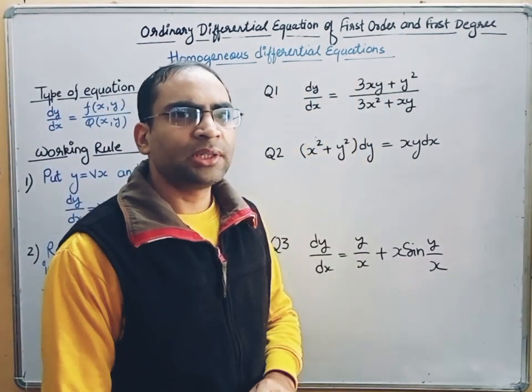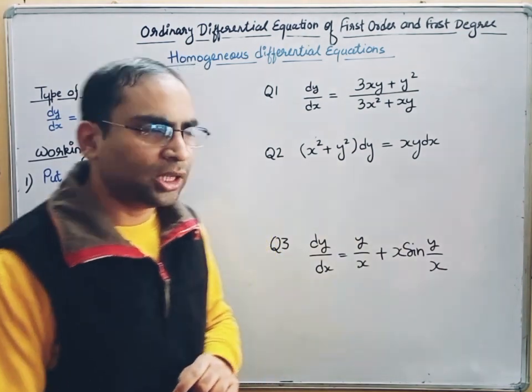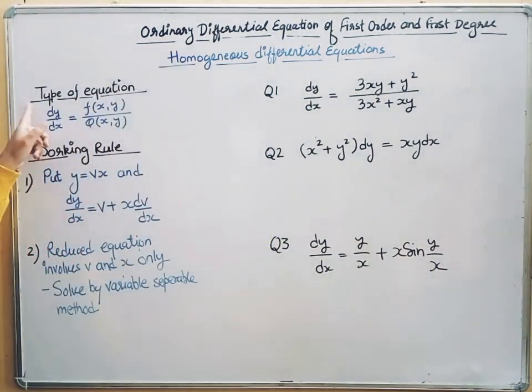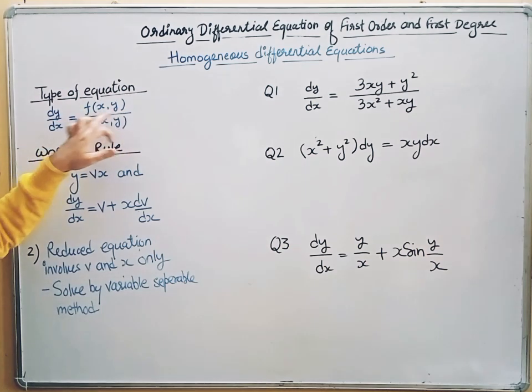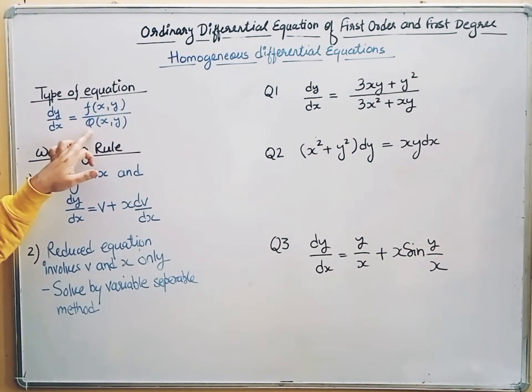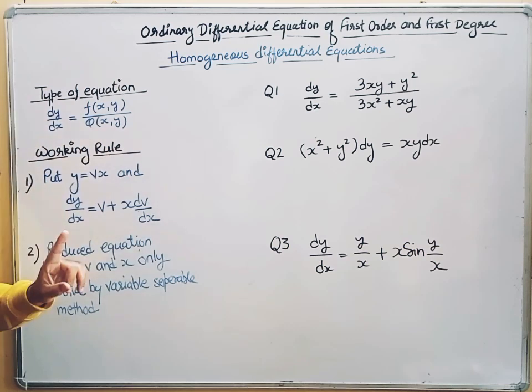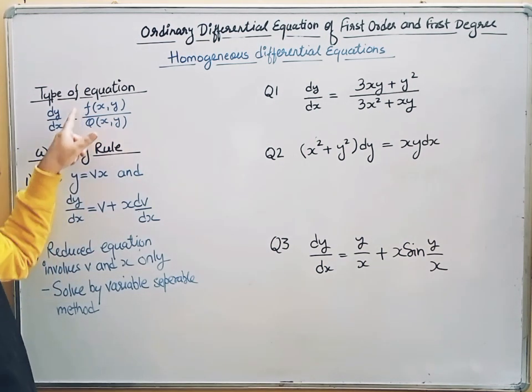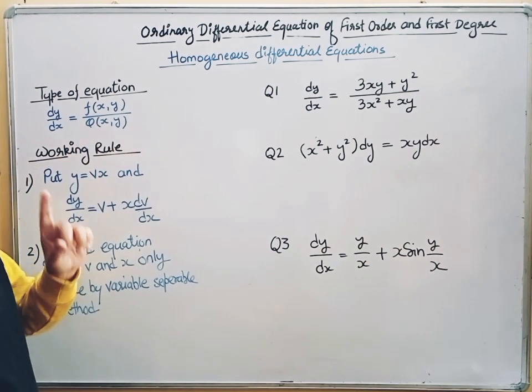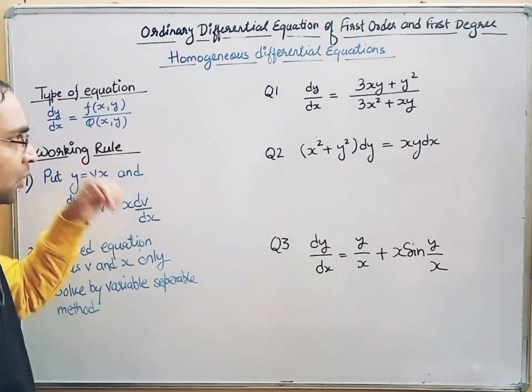First, let's see what is the type of the homogeneous differential equation. So here the type of equations which can be written in the form of dy by dx is equal to, in numerator, a function f in x comma y, and in denominator a function phi in x comma y, such that each term of the function f and phi will have the same degree. Let's see with an example.